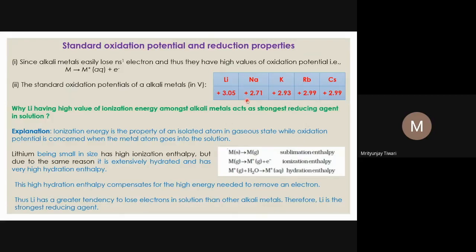Why is it the strongest reducing agent? It means it will most easily remove its electrons. So why is it so? Because ionization enthalpy gives some other trend. So the explanation, the reason, is something like this. Ionization energy is the property of an isolated atom in the gaseous state. So it is an isolated, neutral atom in the gaseous state.